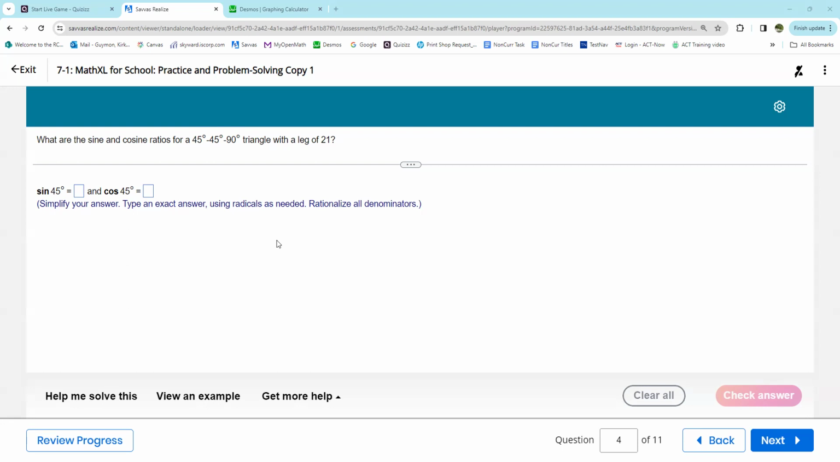So what does that even mean? So you got this 45, 45, 90. Hopefully you remember from geometry, when that happens, these two sides are congruent. And they tell us one of the legs is a 21, so then the other leg is a 21. And if you go to solve that for the hypotenuse, in case you didn't learn the shortcut, it tells you that it's 21 times the square root of 2.